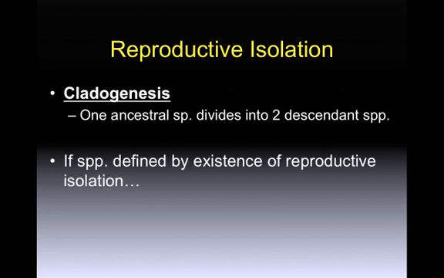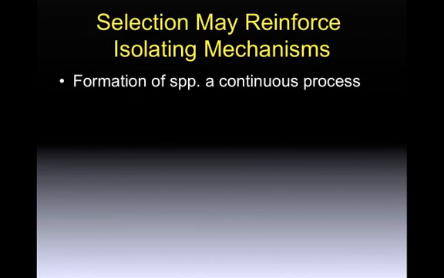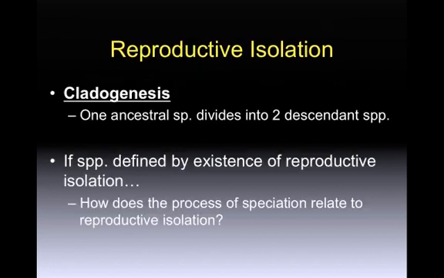Cladogenesis is a situation where you actually have an ancestral species dividing up into two descendant species, right? So this species formation, or cladogenesis, the heart of macroevolution, is how exactly do we get to have reproductive isolation, whether it's prezygotic, postzygotic, or otherwise. So what we're going to be looking at next are the concepts of allopatric speciation and sympatric speciation. And then we're going to take a break. I'm going to cut off for a little while.